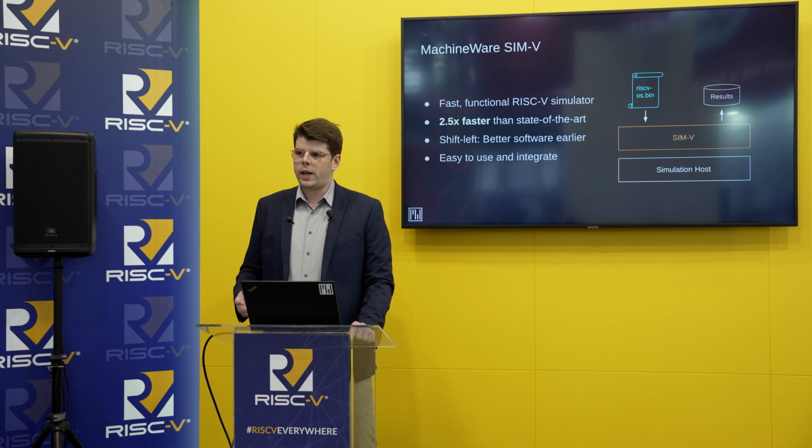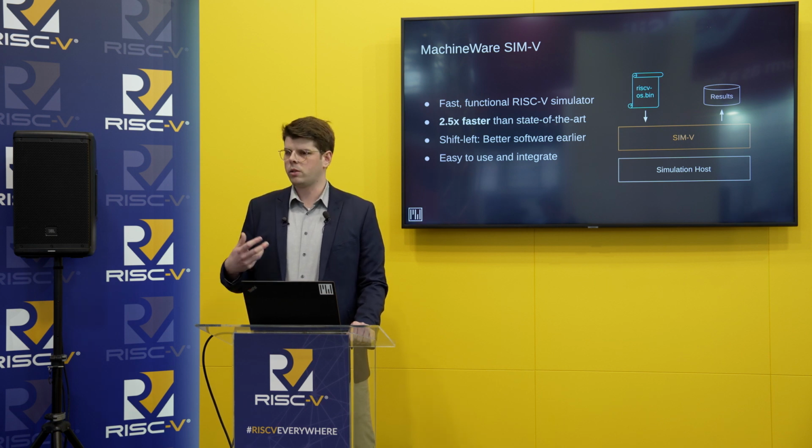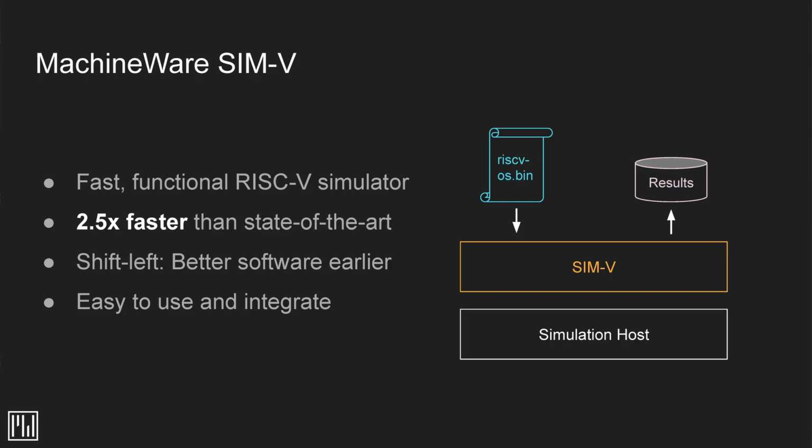We want Sim5 to be easy to use, so we want our customers to be able to reap the benefits of using Sim5 as quickly as possible. And also we want it to be easy to integrate, because often when you build an SoC, you don't only care about the RISC-V cores, but also all the peripheral models that might come from third parties. So we rely on standardized open source interfaces to interface simulator components to Sim5.